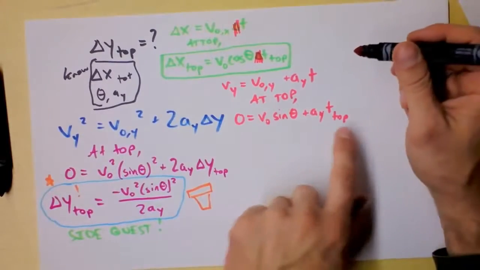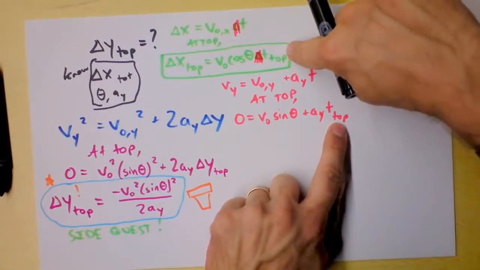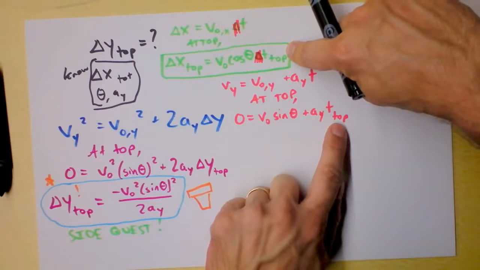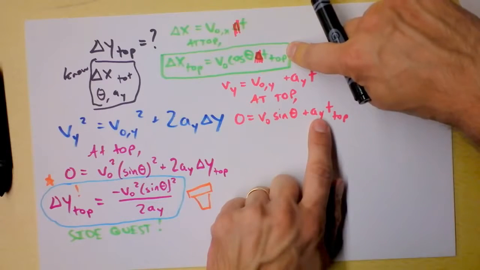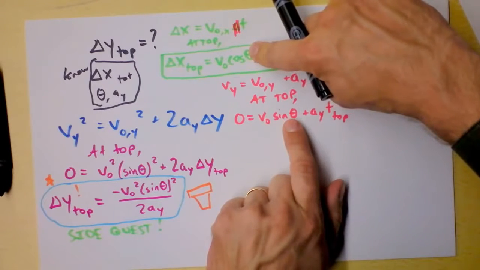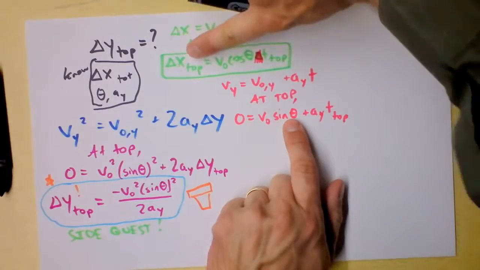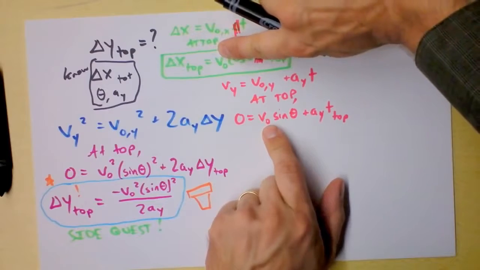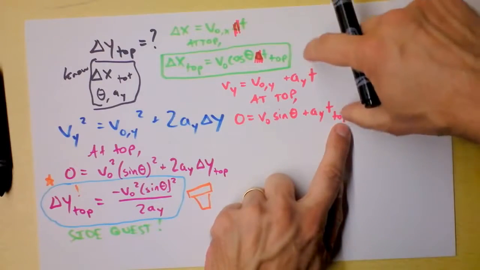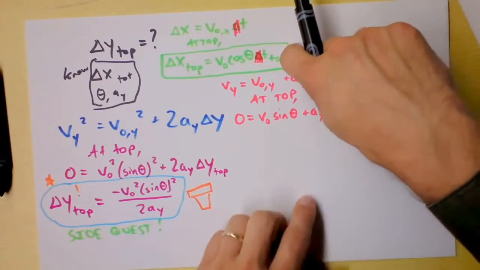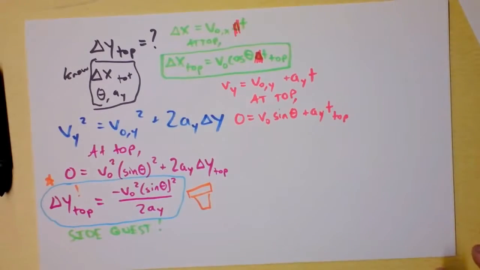All right, good. So notice that we've got an equation here for time at the top and another equation here for time at the top. What are the other variables in here? We've got a_y, that's a known. We've got theta, that's a known. And we've got delta x at the top, that's a known. And we've got V naught. V naught we don't know, and time at the top we don't know, but we have two distinct equations for them. And what do we do when we have two equations and two unknowns?